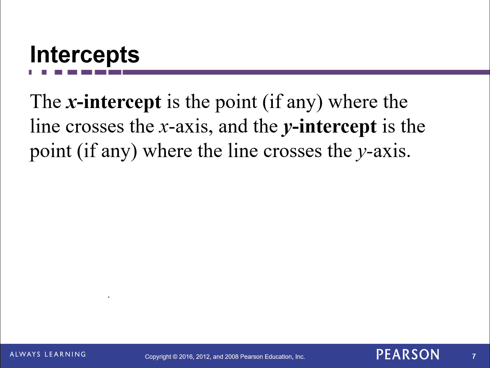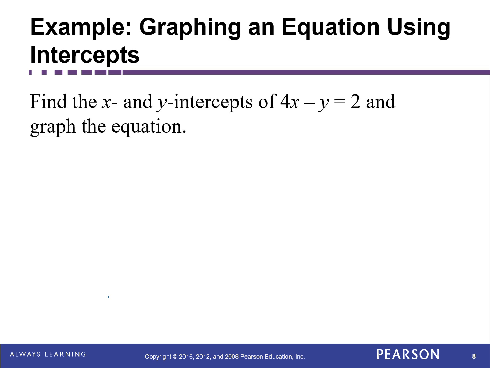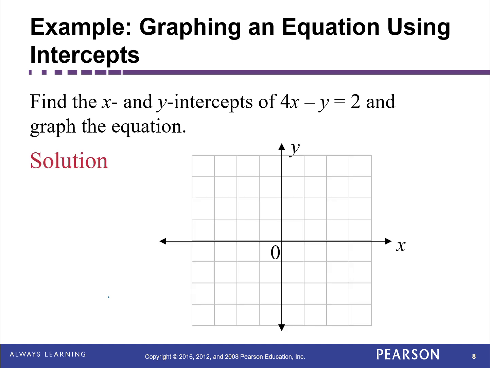The x-intercept is the point, if any, where the line crosses the x-axis, and the y-intercept is the point, if any, where the line crosses the y-axis. To find the x-intercept of the graph of a linear equation, we let y equal 0 and solve for x. To find the y-intercept, we let x equal 0 and solve for y. Let's find the x and y intercepts of 4x minus y equals 2 and graph the equation.